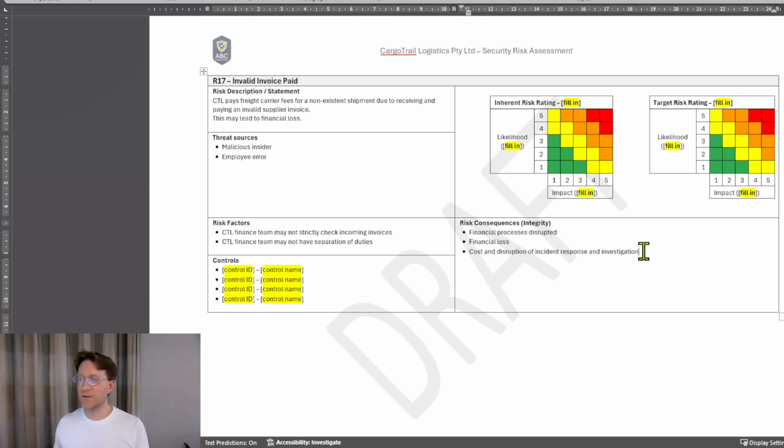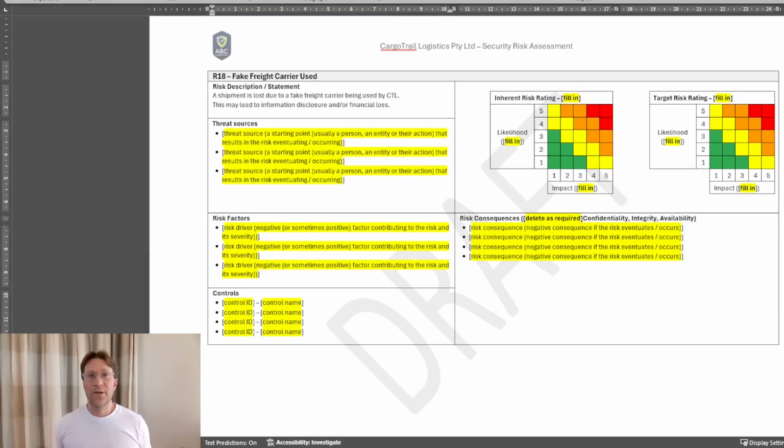Because in this case, it's more of an internal issue, we're not involving our customers, we're not involving our suppliers. We thought it was involving a supplier, but it wasn't. This is purely internal. We don't have anything like reputation damage, for example, that we would have in most other risks. For risk 18, we have a fake freight carrier being used.